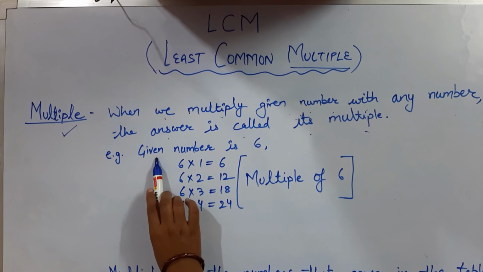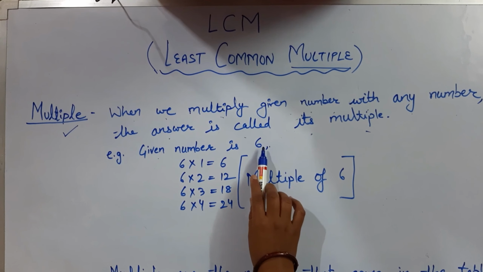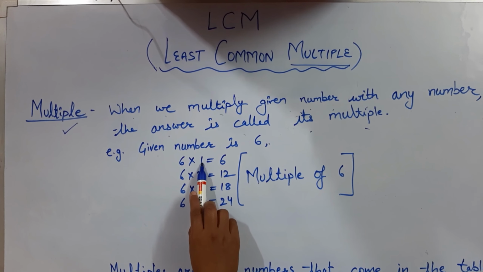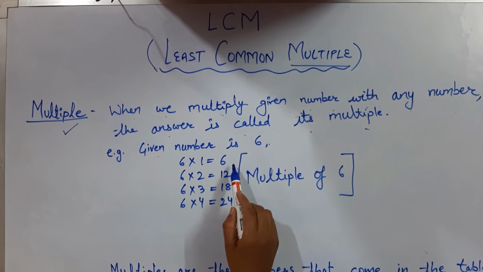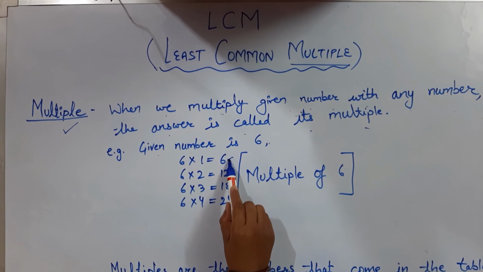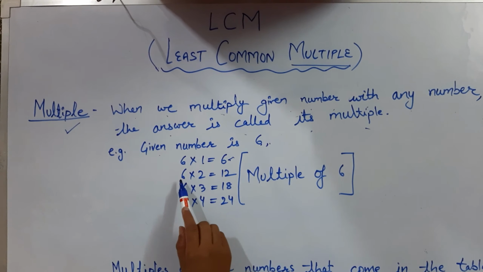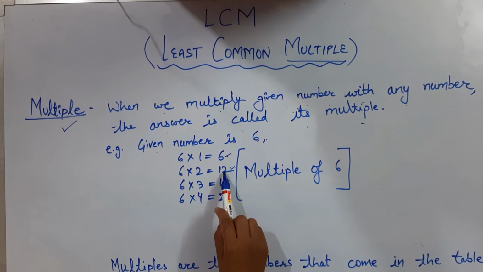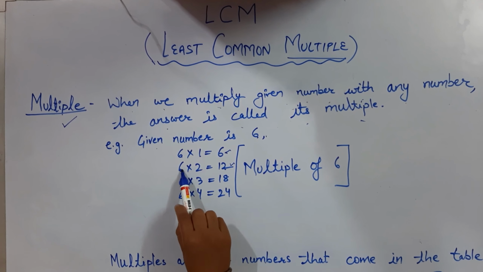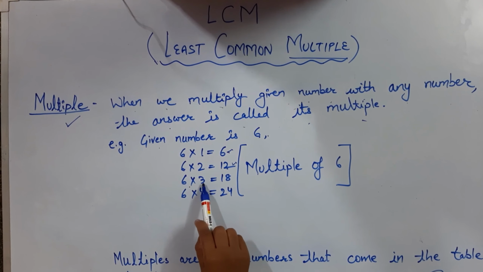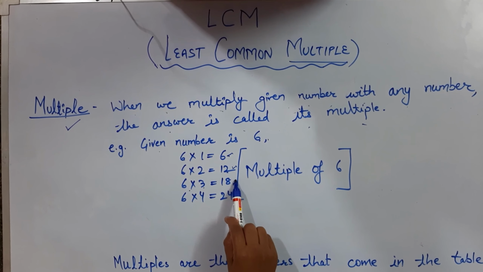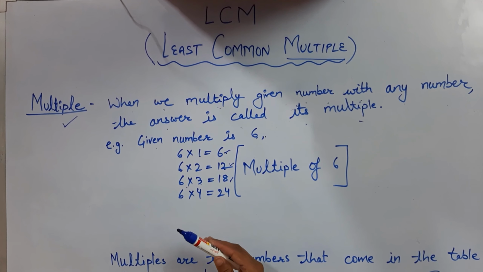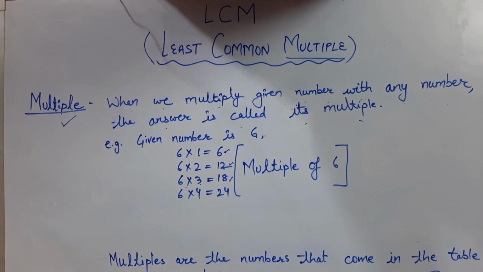For example, given number is 6. If I multiply 6 with any number, for example, I have taken here 1 in first step. 6 multiply 1, answer is 6. So 6 is the multiple of given number 6. Again, I multiply 6 by 2. 6 twos are 12. So 12 is also a multiple of 6. Again, 6 multiplied by 3, 18. 18 is also a multiple of 6, and so on. We can find so many multiples of a given number.